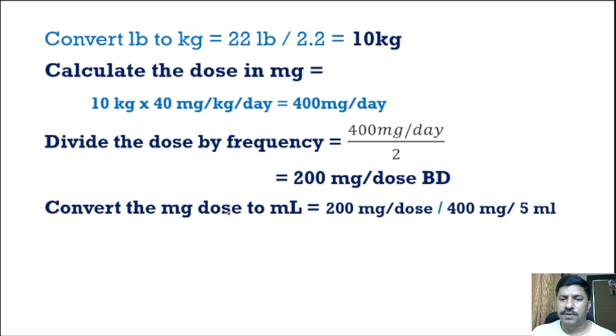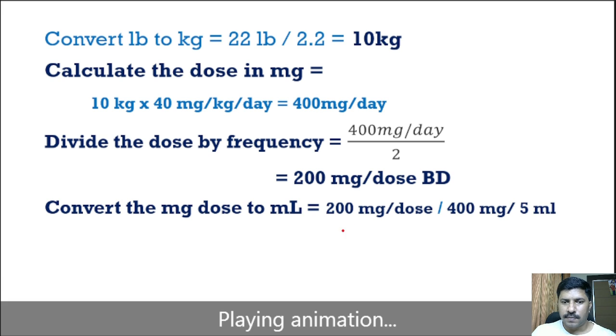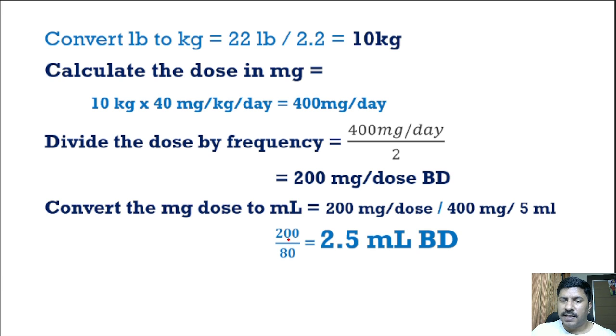Convert the milligram dose to milliliter. 200 mg per dose is divided by 400 milligram per 5 ml. If you solve this, 80 milligram per ml will come. To get the 200 milligram, we need to divide 200 by 80. That will come to 2.5 milliliter. Each dose we need to administer 2.5 milliliter. Then we will get the 200 milligram dose. 2.5 milliliter is equal to 200 milligram.